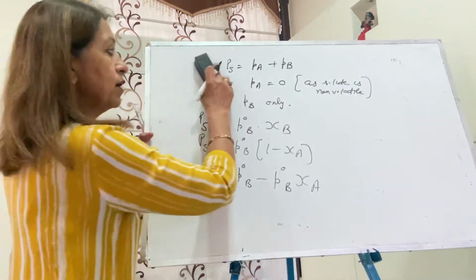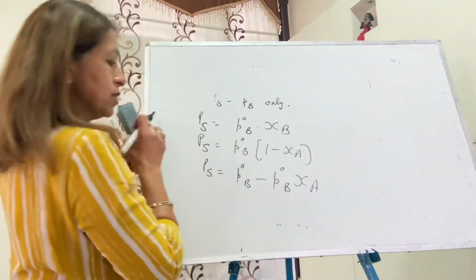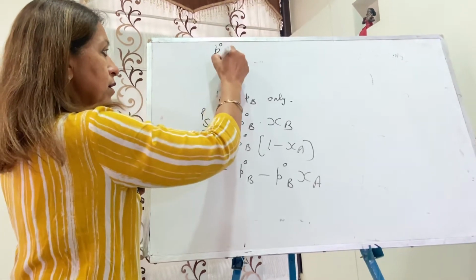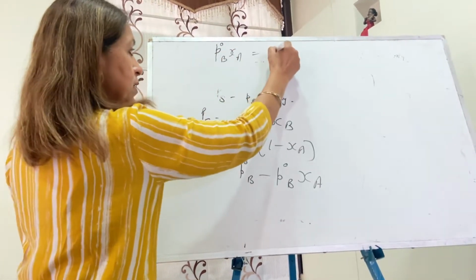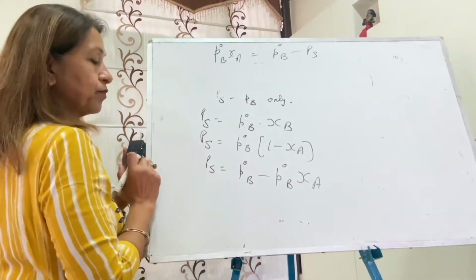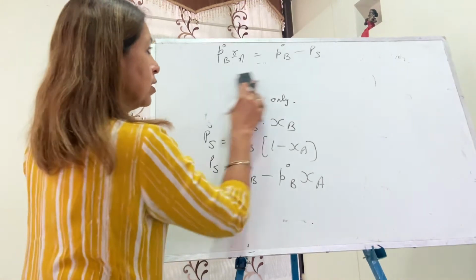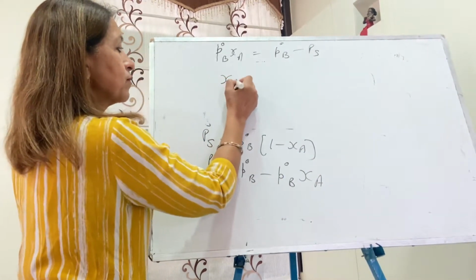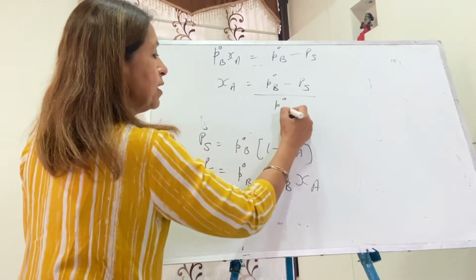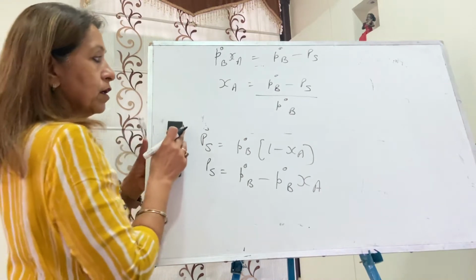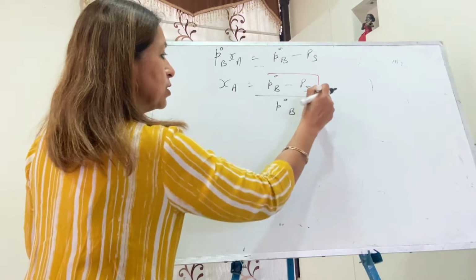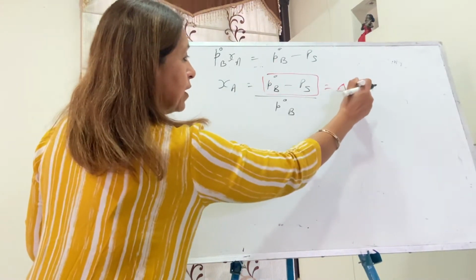Again simplify. It is now P naught B XA is equal to P naught B minus PS. Come to this side and this side. Now it is XA is equal to P naught B minus PS by P naught B. What is P naught B minus PS? It is your lowering in vapor pressure. Remember this. It is your delta P.